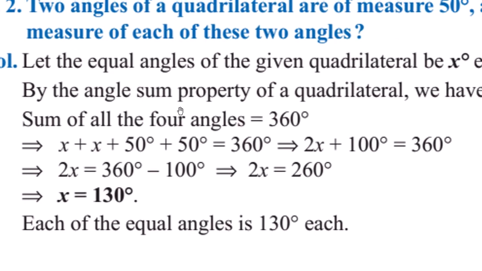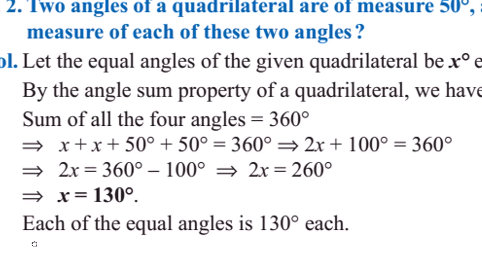By the angle sum property, the sum of all angles is 360. Two angles are x and x, and two angles are 50, 50. So x and x make 2x, and 50 plus 50 is 100. 2x plus 100 equals 360. 100 goes aside: 2x equals 360 minus 100, so 2x equals 260. So x equals 260 by 2, which is 130.